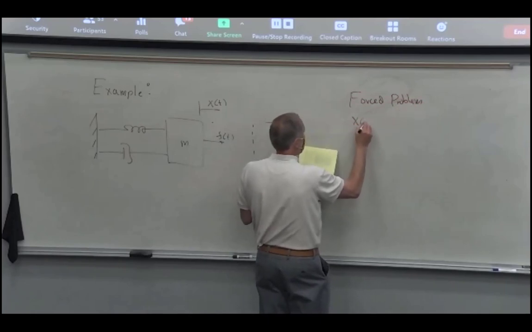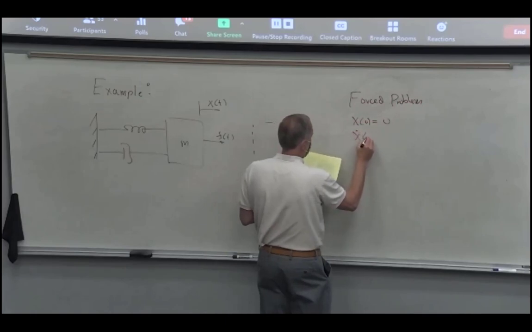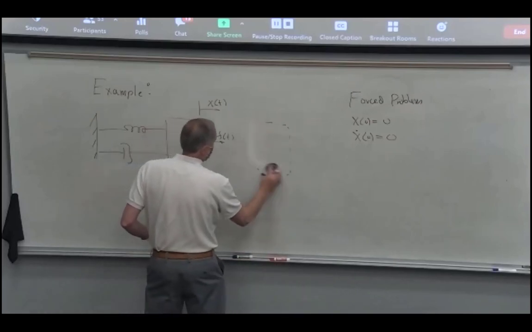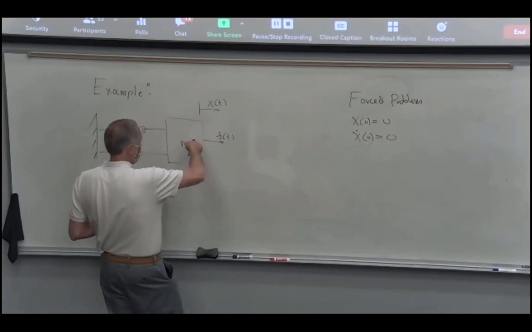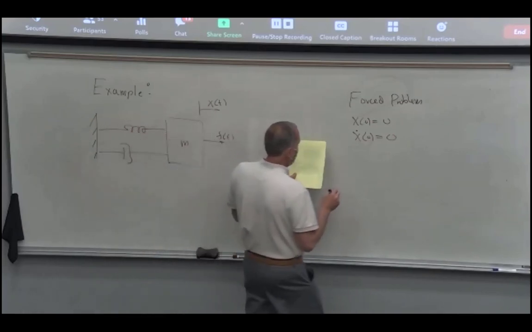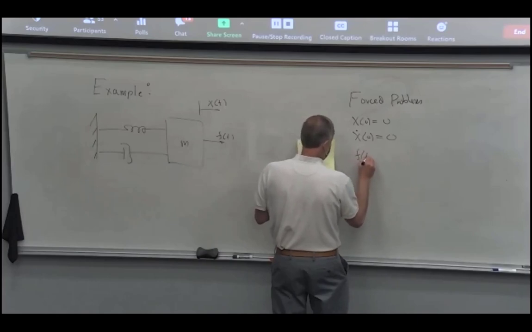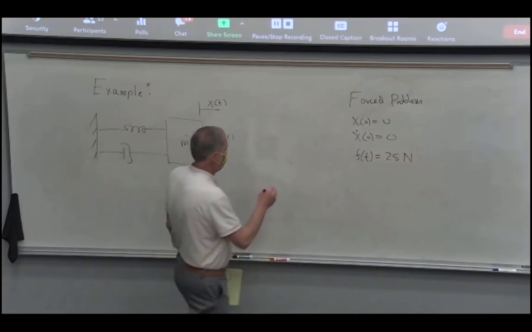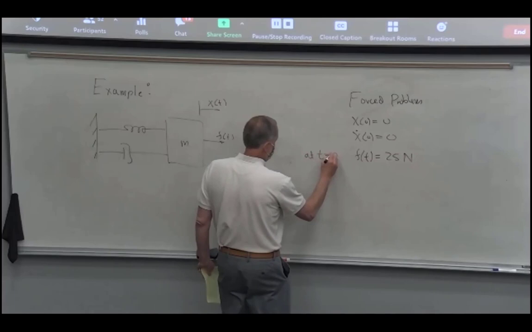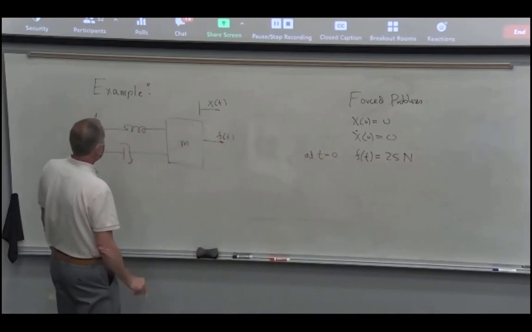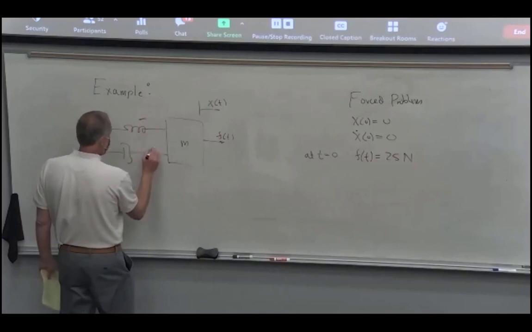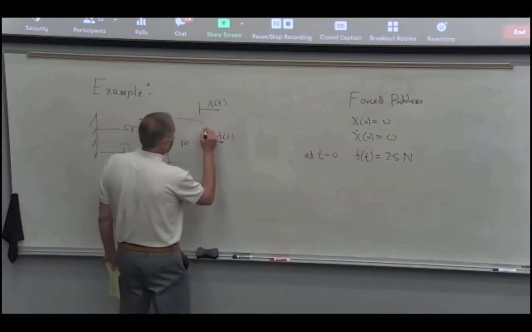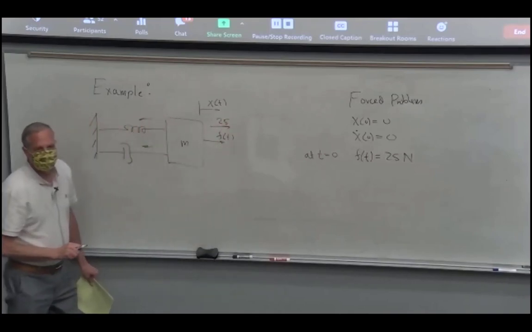So here we're going to start out at equilibrium, no velocity, so we're starting out with an unstretched spring at t equals zero. But then at time t equals zero, we kick on a force of 25 newtons. So that means that we have no spring force and no damping force at equilibrium because it's not stretched and there's no motion. But now we have a force of 25 suddenly turned on.